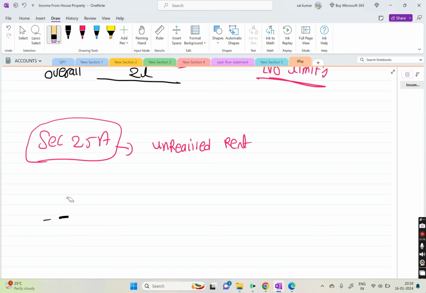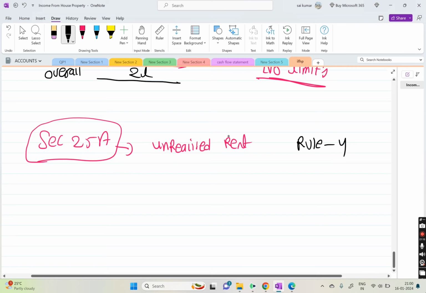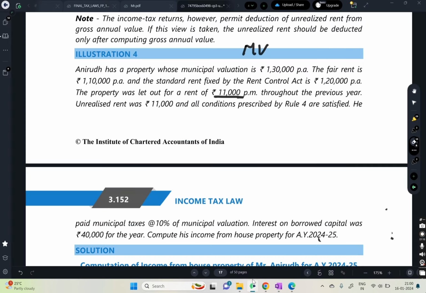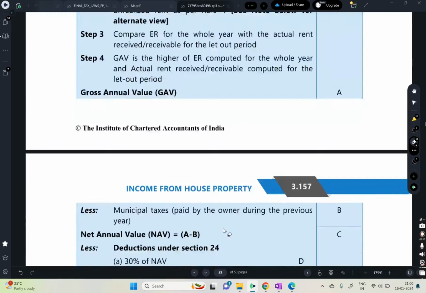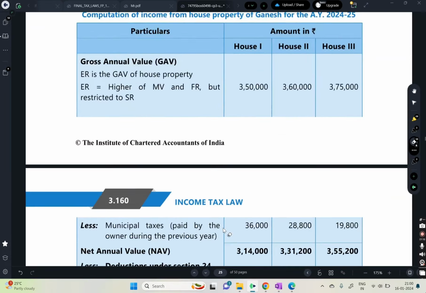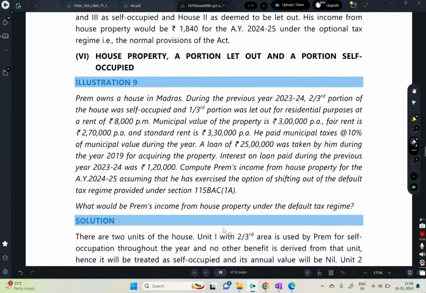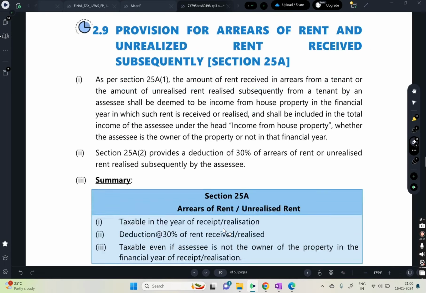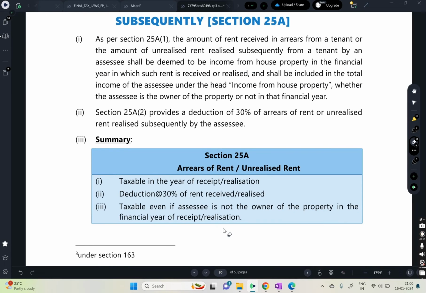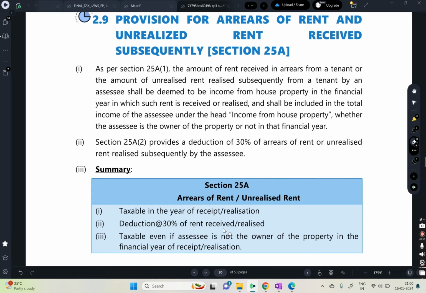But to do this you need to satisfy the conditions given under Rule 4. First of all, your tenant should be bona fide, meaning he does not have an intention to deceive. Why do they need to keep all these conditions? Because someone might evade the tax. I'll simply say my tenant did not pay the money, so I cannot pay tax. People can do that.